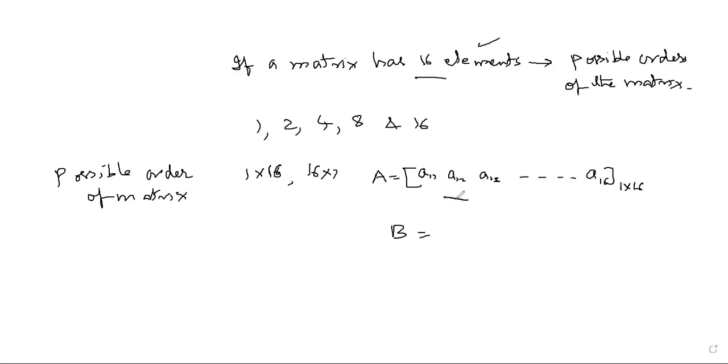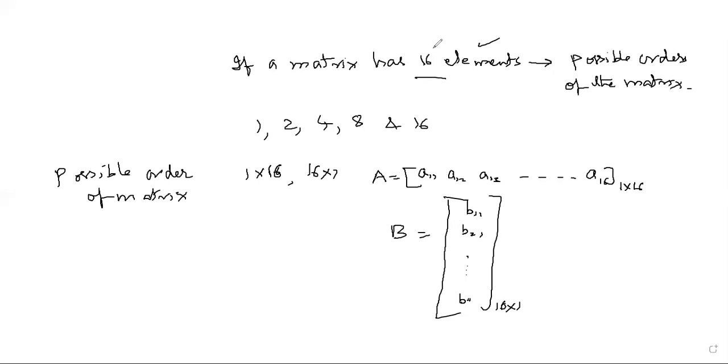Similarly, we can have it like this also, B11, B21, like this we can have up to B16. So that means we will have how many rows? 16 rows and one column. So we will study, this is called row matrix, this is called column matrix. That will be the next part, types of matrices. In types, we will study that one.